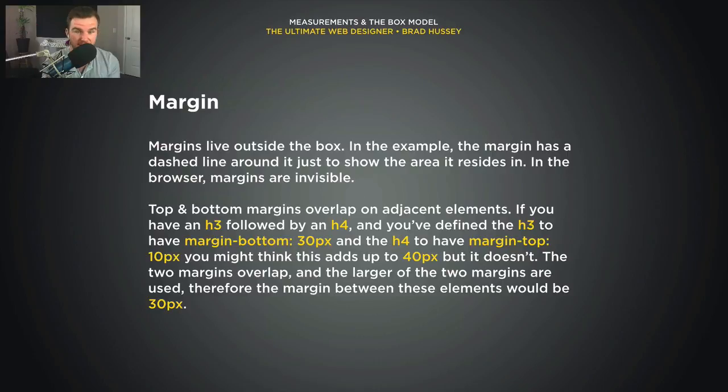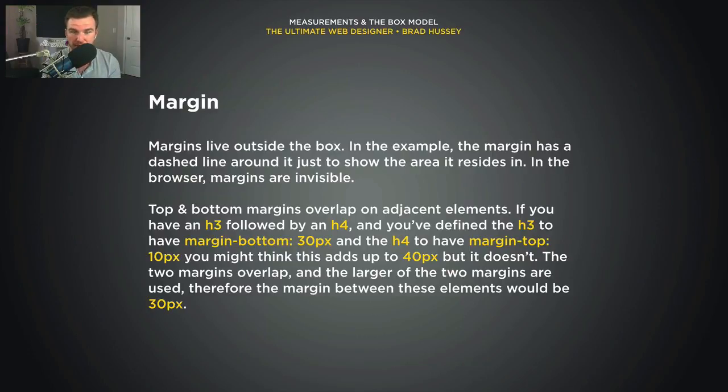Margins live outside the box, like I just said, and in the example the margin has a dashed line around it just to show the area that it resides in. In the browser, margins are totally invisible. You cannot see them. There's no borders or anything around them.